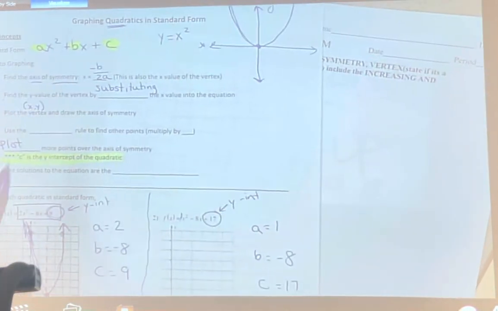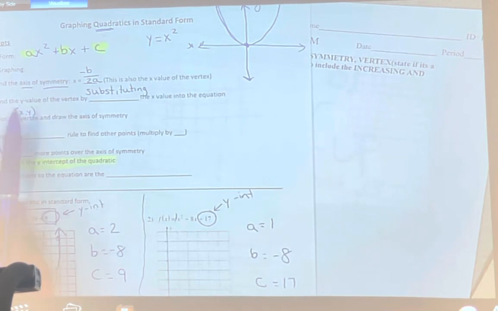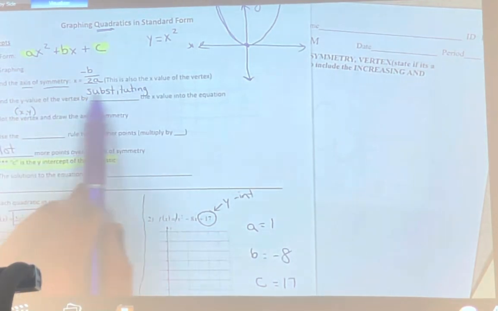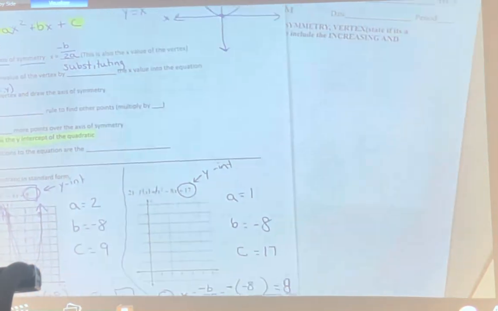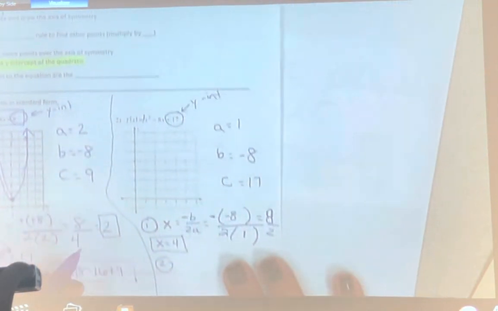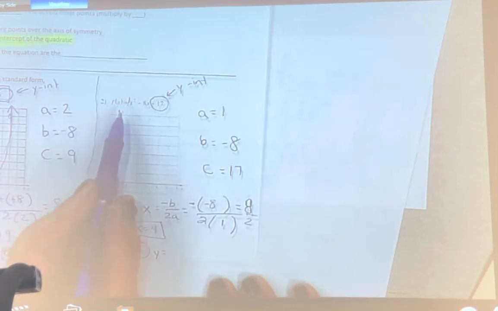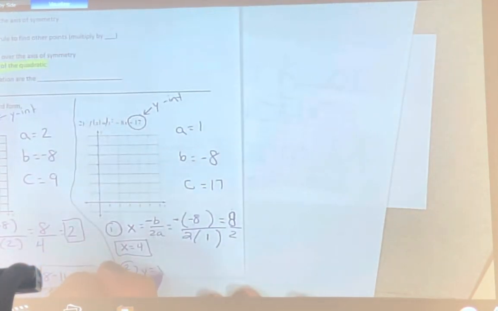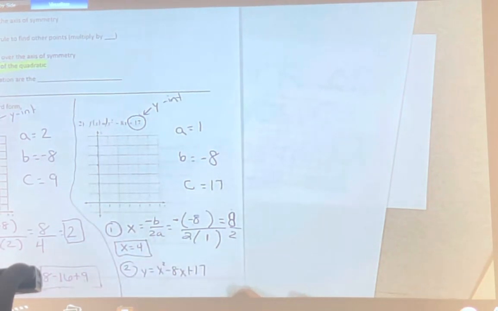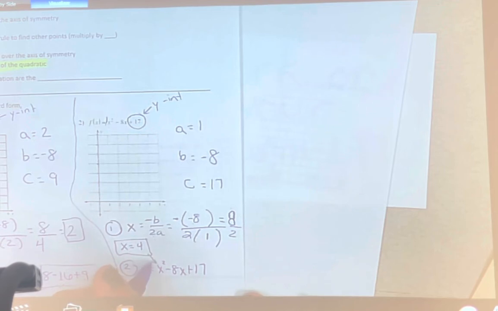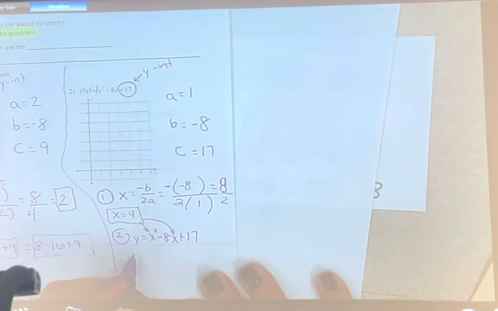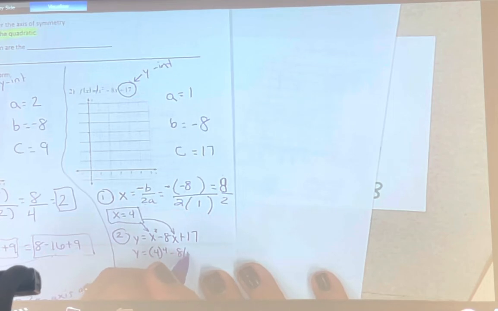Okay, where were we? Step 2. Find the y value of the vertex by substituting the x value into the equation. What equation? This equation. So we write y equals x squared minus 8x plus 17. So we take 4 and we plug it in everywhere there's an x. You better draw those arrows. Arrows are very important. So we have y equals 4 squared minus 8 times 4 plus 17.